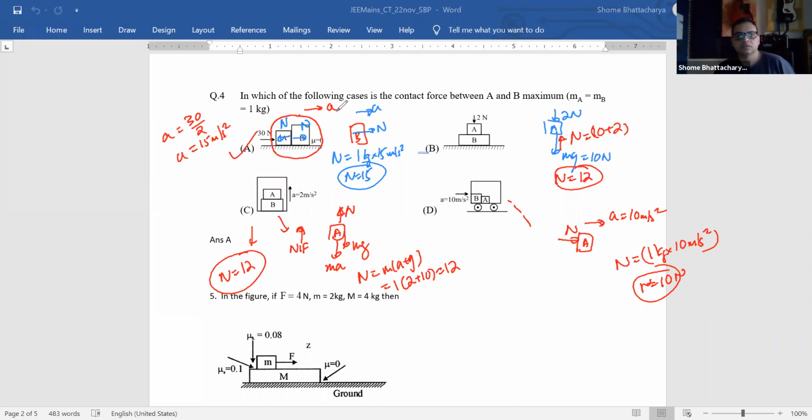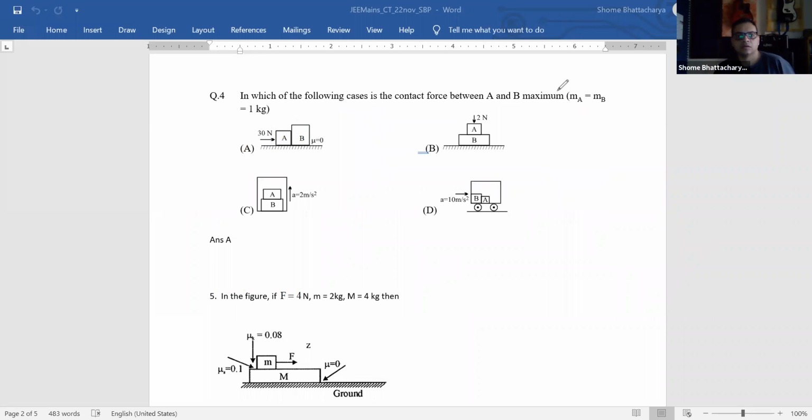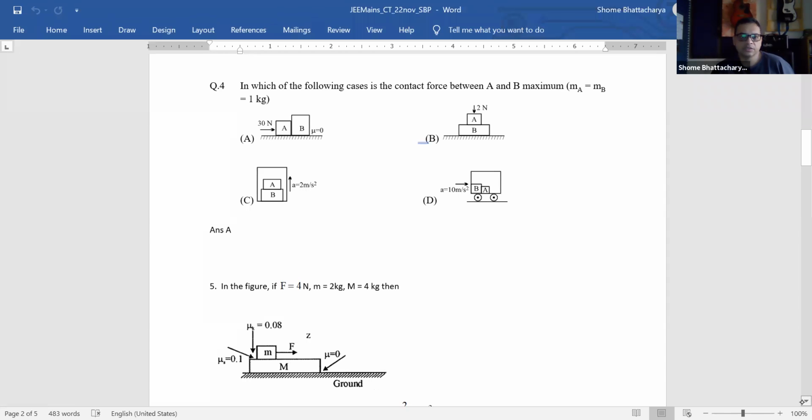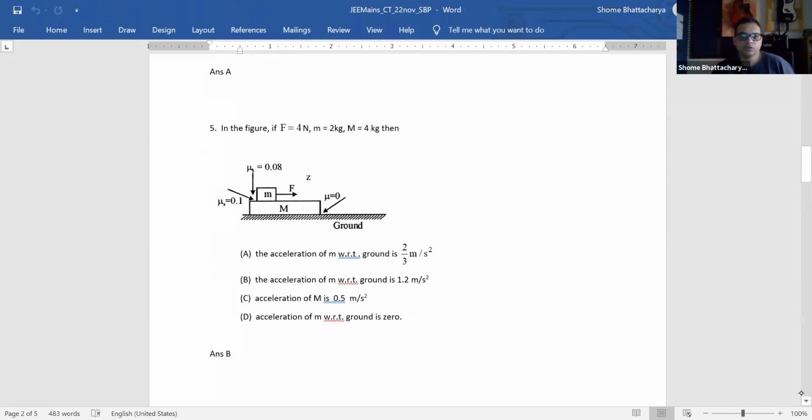Is it clear, Shikhar? Okay. Don't worry, Samat. I'll be sharing the recording with you so you can go through the solution again in the recording. I have to move a little fast because we have to complete all the questions.